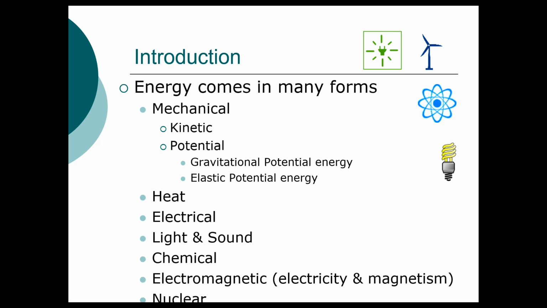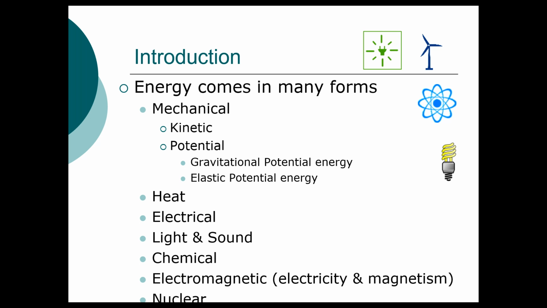So mechanical energy, if you'll remember from our last lesson, is just the sum of kinetic and potential energy. Kinetic energy, remember, is moving energy, and potential energy is what we call stored energy. And then there's two forms of potential energy. We have gravitational potential energy, which is going to be found in objects that are elevated above Earth's surface. And then elastic potential energy, which is stored energy when something that's elastic is pulled back, similar to like a slingshot.